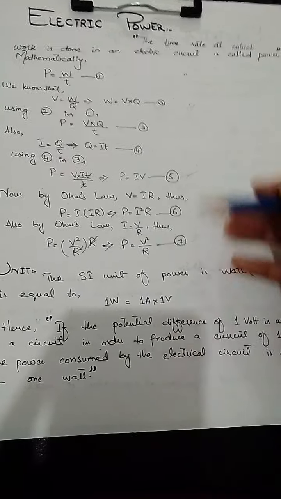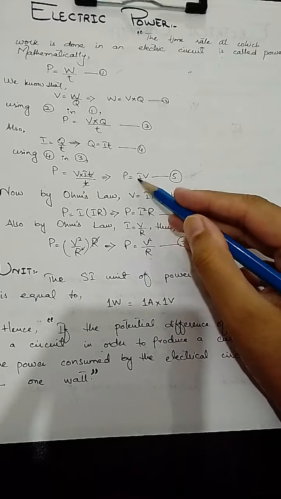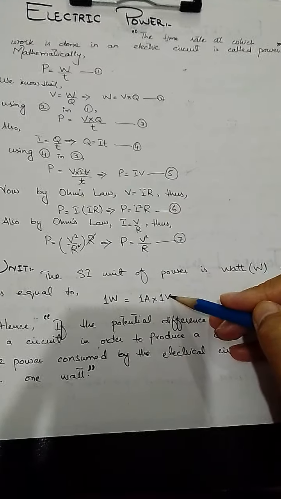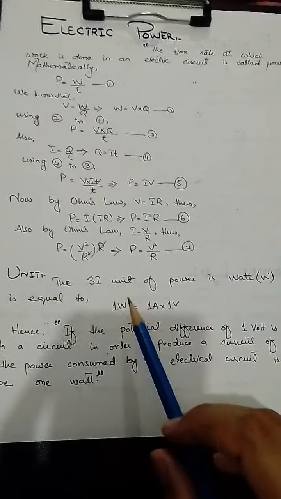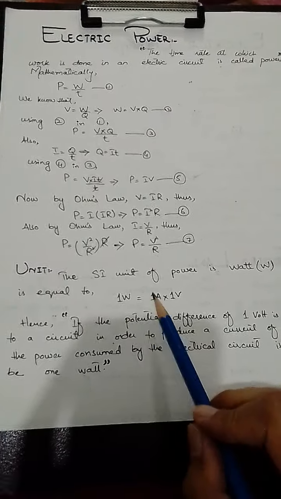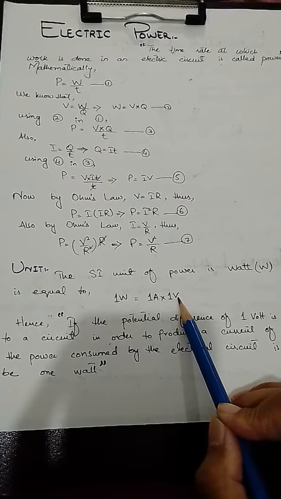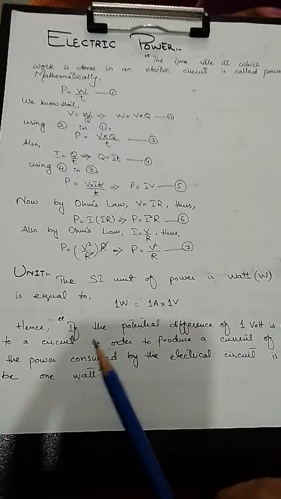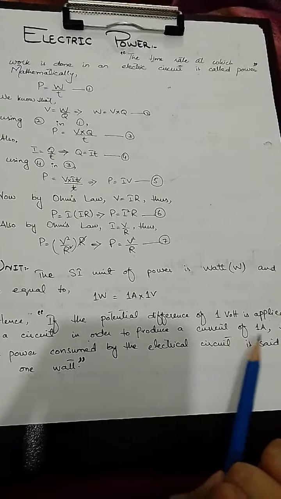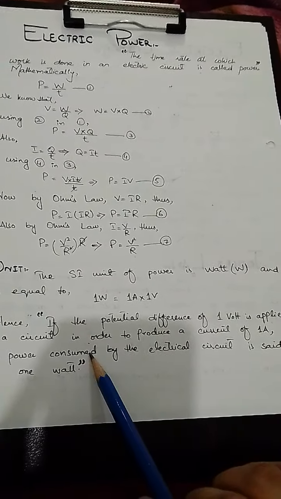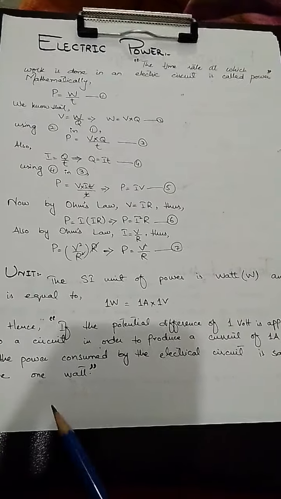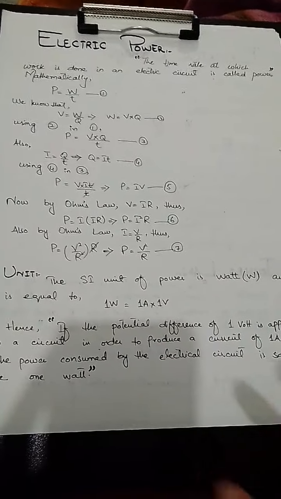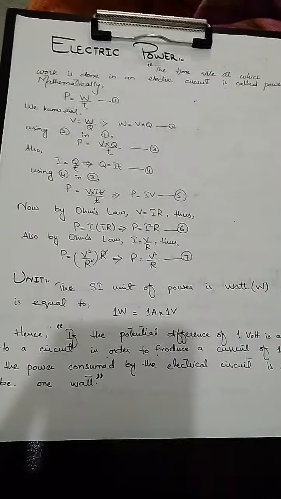We have taken this definition from equation number 5. P equals I, and the unit of I is ampere, and the unit of V is volt. So that is why 1 watt equals 1 ampere into 1 volt. Hence, if a potential difference of 1 volt is applied to a circuit to produce a current of 1 ampere, then the power consumed by the electric circuit is said to be 1 watt. This is basically the definition of the unit, and the SI unit is watt, right?